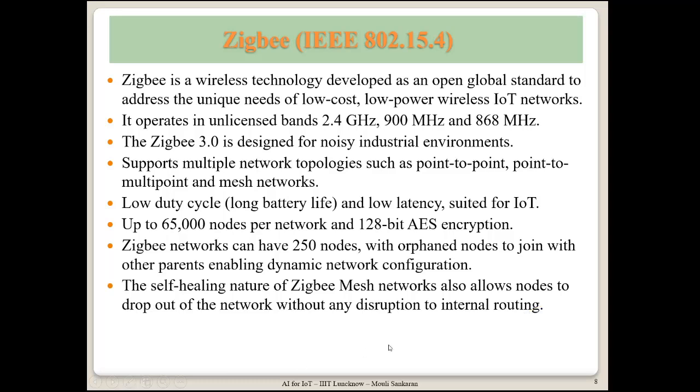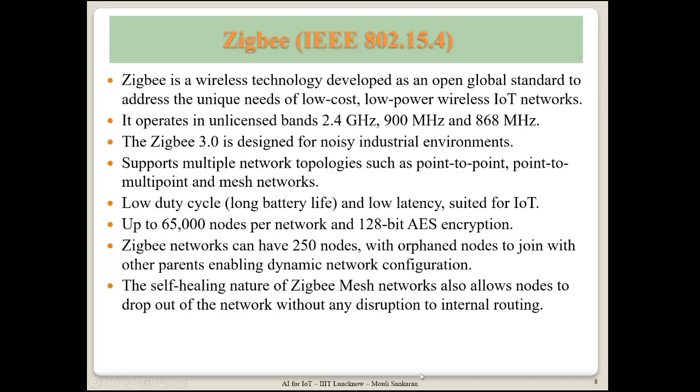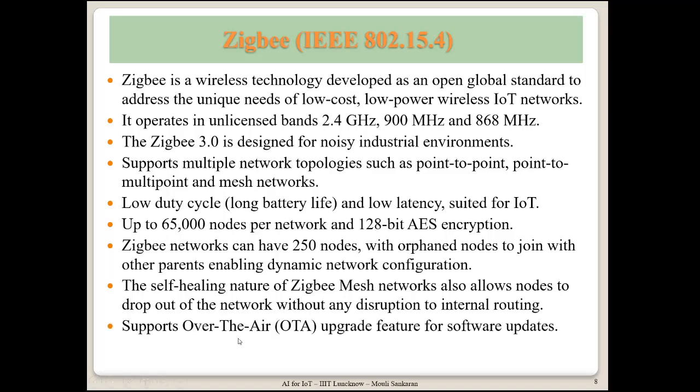In some cases the IoT devices themselves will be moving. They will be in a different area. So the network which is formed is dynamic in nature, and it can recover from any changes happening to the nodes inside the mesh network based on Zigbee.